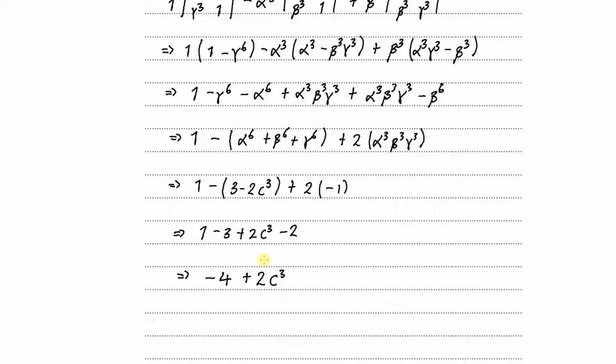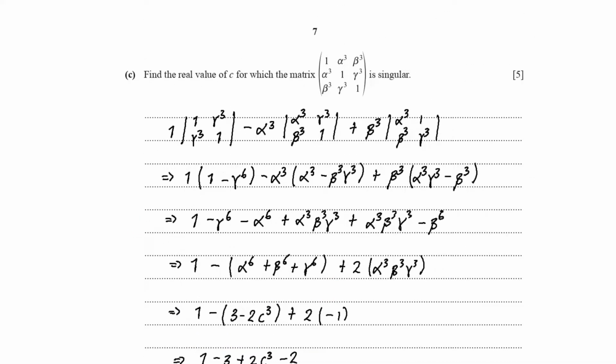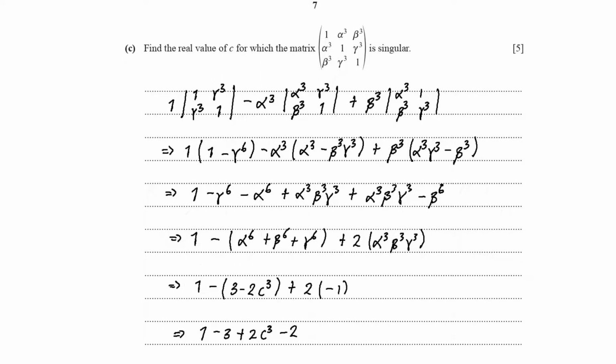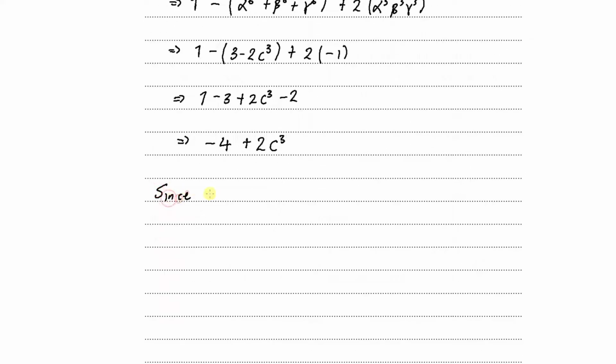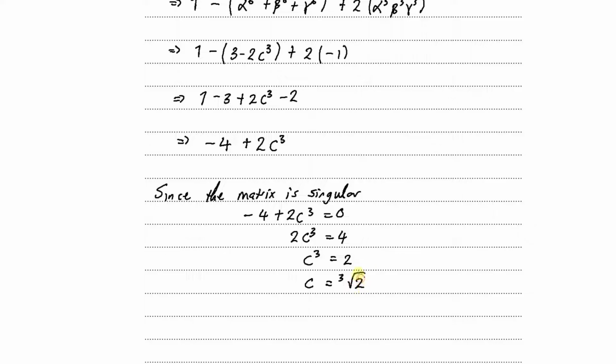So this is what we now have. We are saying that this is the determinant of the matrix, and we know that if it is singular, the determinant should be 0. So since the matrix is singular, we're going to say the minus 4 plus 2c cubed should be equal to 0. That's the determinant. So 2c cubed is equal to 4, so c cubed is equal to 2. Therefore, if we cube root both sides, c comes out as the cube root of 2. So this is the final answer. And that's how we do it.